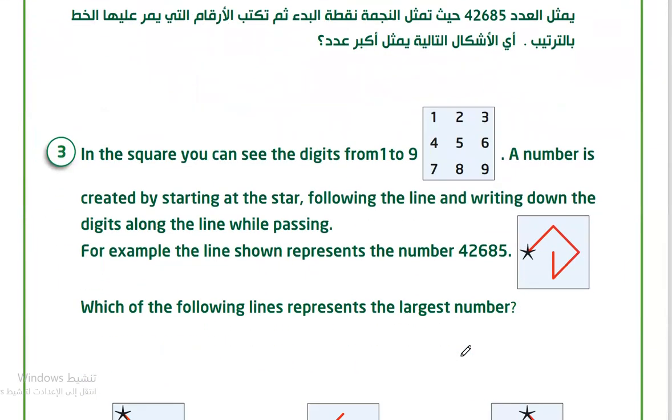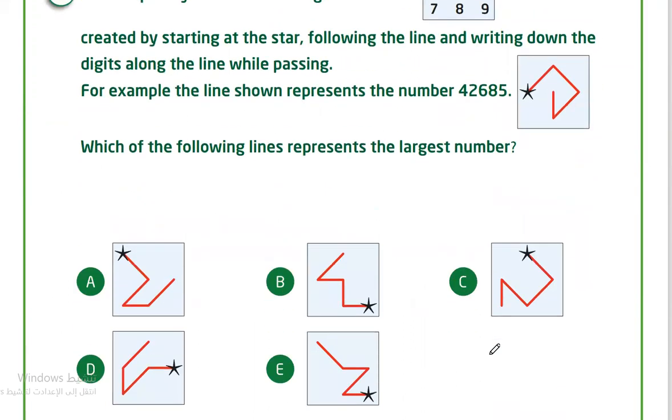Read number 3 and try to solve the problem. Number 3, it says in the square you can see the digits from 1 to 9. A number is created by starting at the star, following the line and writing down the digits along the line while passing. For example, the line shown represents the number 42685. Which of the following lines represents the largest number? So here they want us to find the largest number. I think they meant when it's the largest number, we're going to compare them to find which one is the largest.